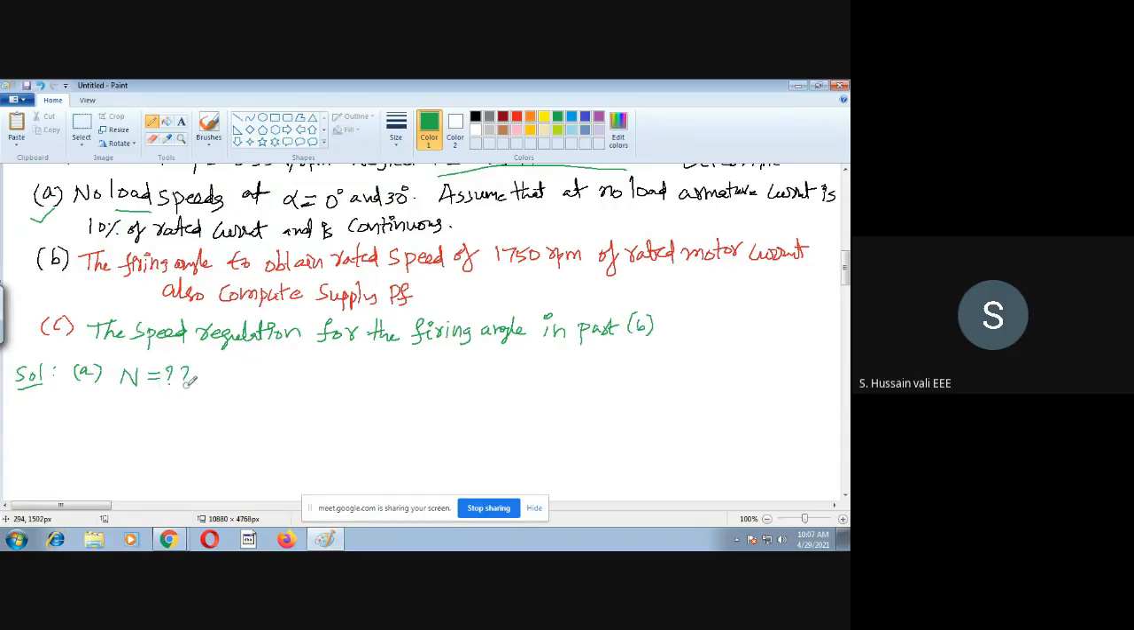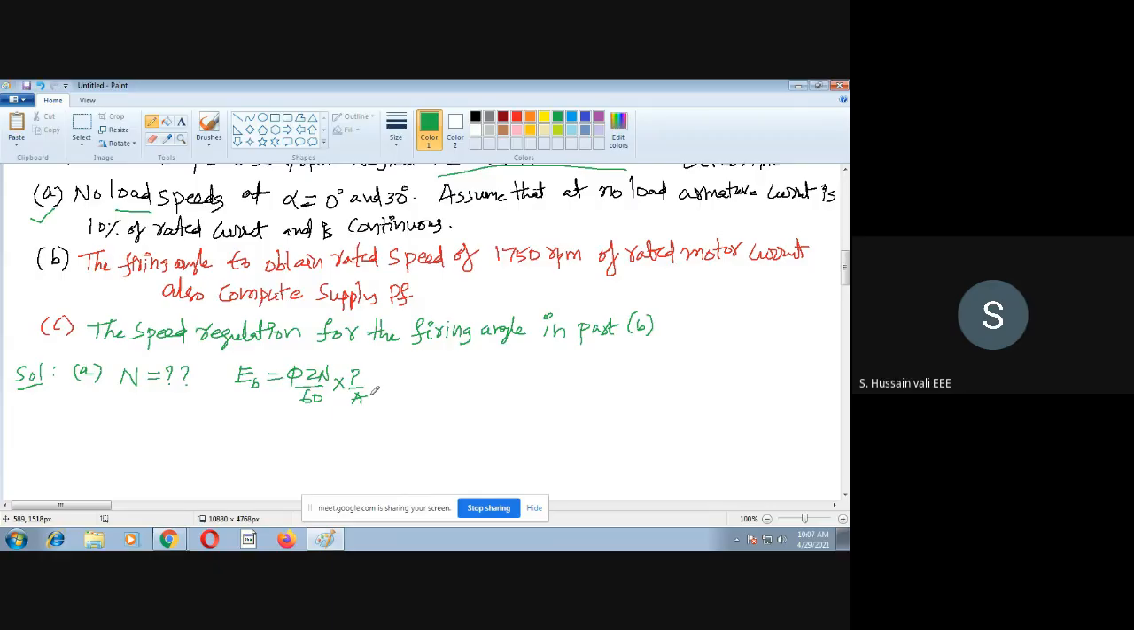Now how we proceed is, where can I find out this n? In which equation do we find n? One equation where we can find n is the back EMF equation. EB is equal to phi Z n by 60 into P by A. This is a common equation for every DC motor. So in this you have n.